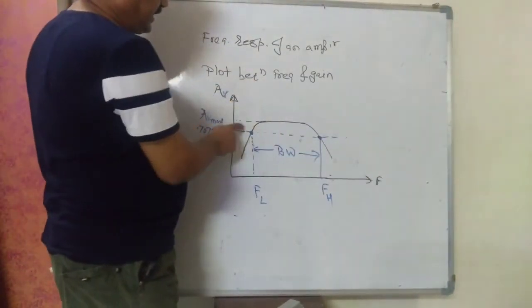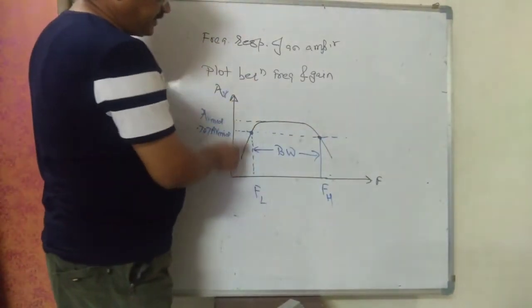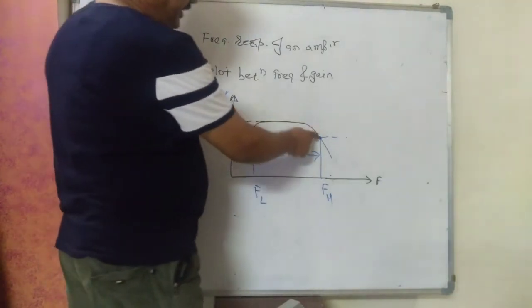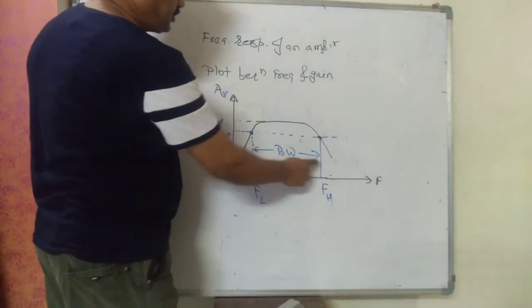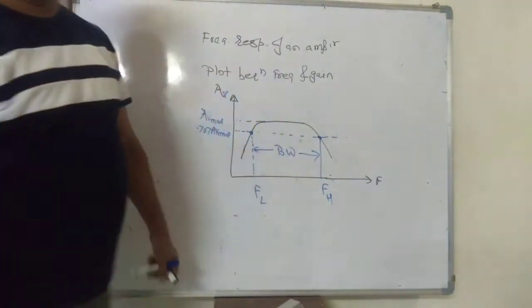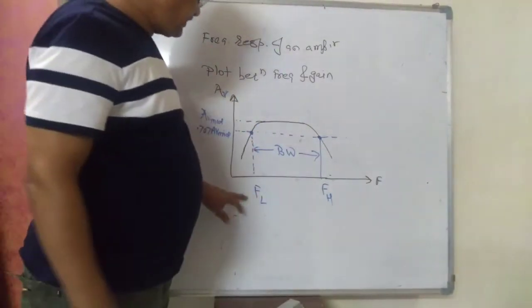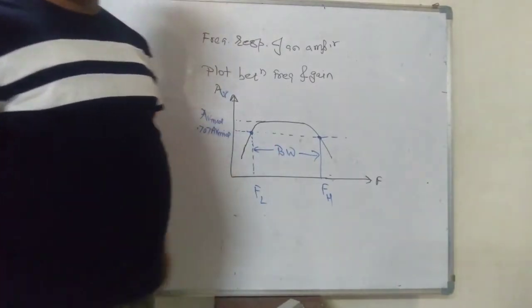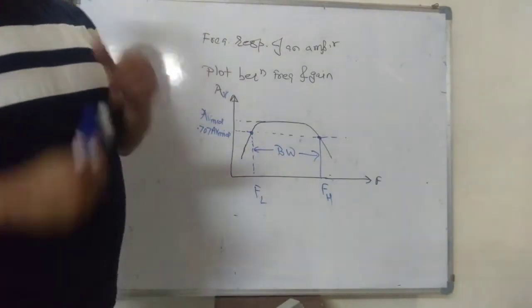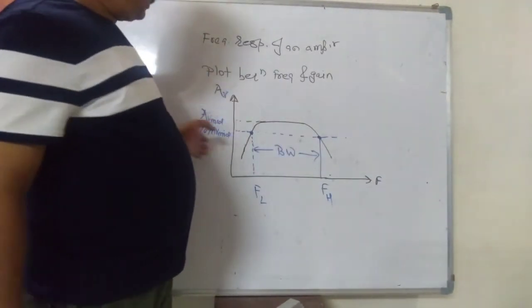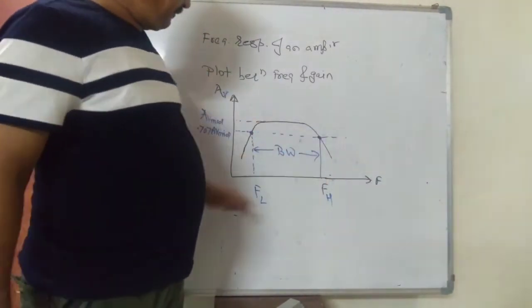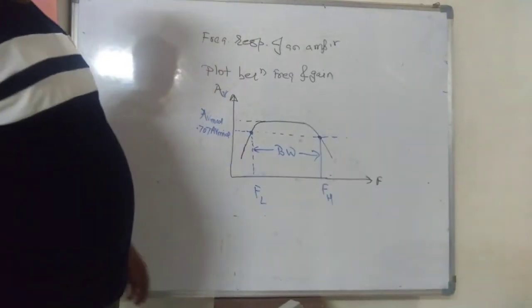Draw a line from that point. The line intersects the characteristics at 2 points. First intersection is known as lower frequency. Second intersection is known as higher frequency. And the difference between these two, FH minus FL, is known as bandwidth of amplifier. So that we have to determine. Plot the graph between frequency and gain, draw the line, note the frequencies, their difference is bandwidth.